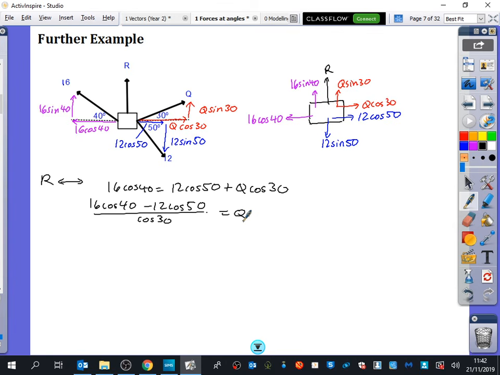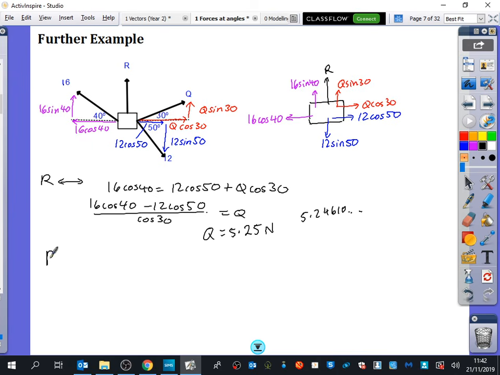R being negative is a lot easier to deal with. This isn't modelling anything. This is just a force diagram. So we get that Q is 5.25 newtons, which was actually 5.24610, in case we need that.